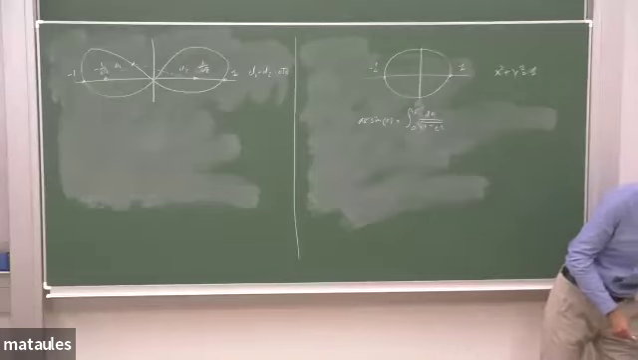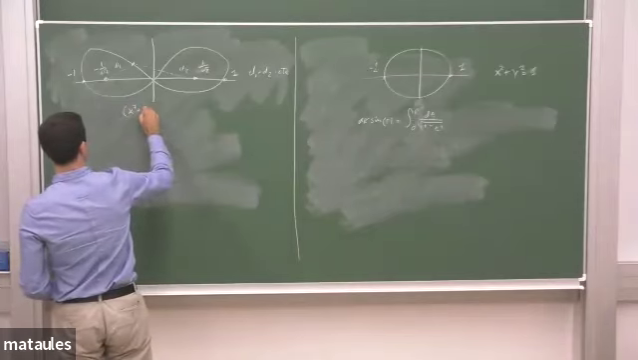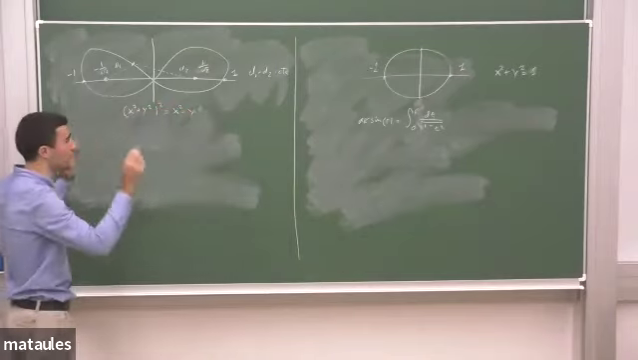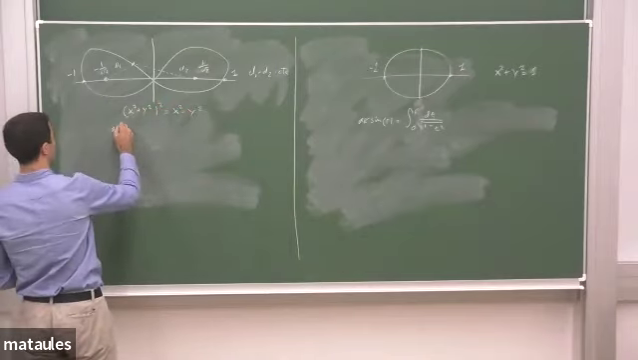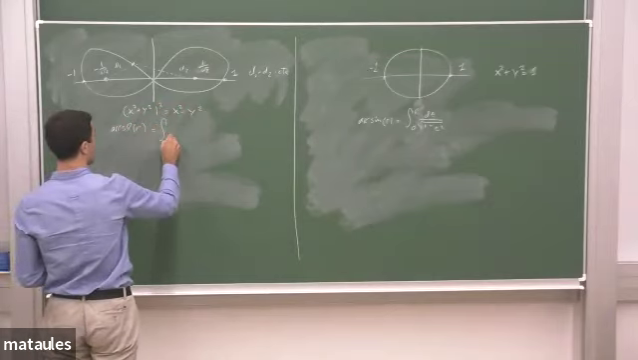Okay, we can do the same for the lemniscate. Let me just write the equation. So here we have something like this. Okay, whatever it is, and we can similarly define a function that measures arc length. It's going to be here.